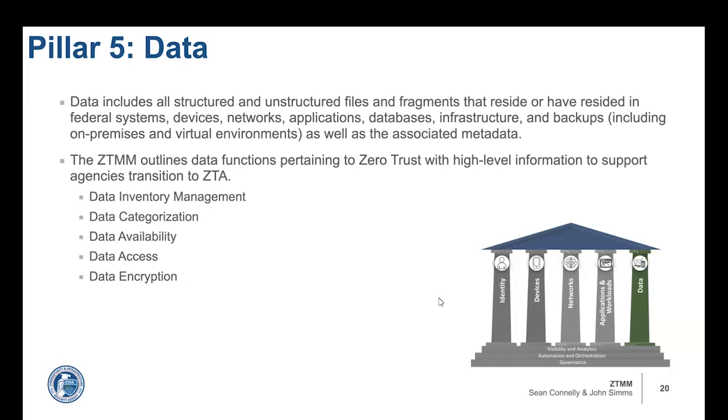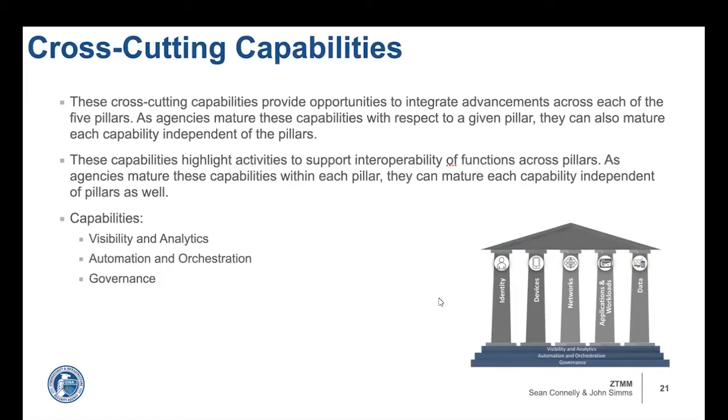And then the last of the capabilities, the visibility, the automation, orchestration, the governance, these are at the base of that Greek temple. Each of these have been updated. We also have a big difference between version one and the second one: each of these capabilities now has a pillar-independent path to maturity. Before, these capabilities simply cut across the different pillars, but now each of these has its own independent path to maturity. Then we updated the recommendations across each of the pillars themselves.